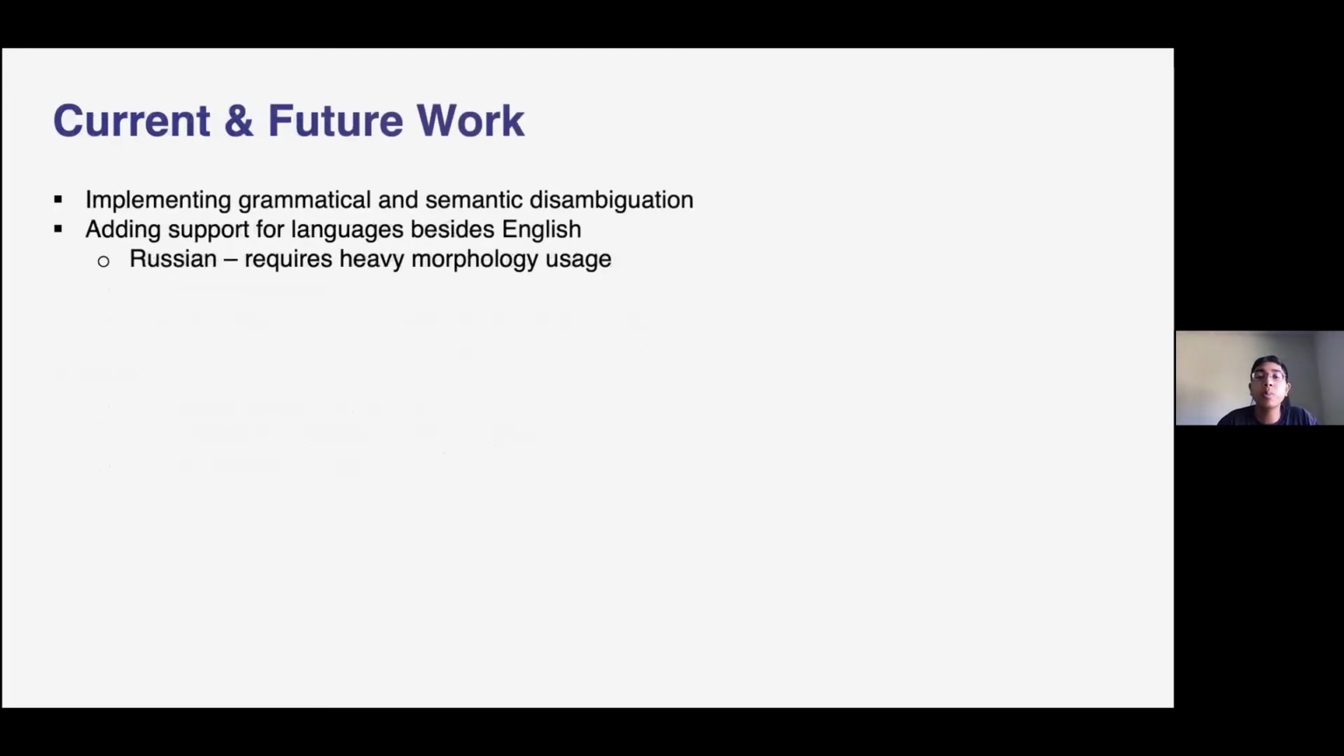Our further work will be dedicated to, first, implementing grammatical and semantic disambiguation based on the context of a sentence or body of text, which we actually talk about in the context-driven question answering paper if you're interested. And two, extending the algorithm's generation capabilities to languages other than English, including those that require heavy morphology use, such as Russian.